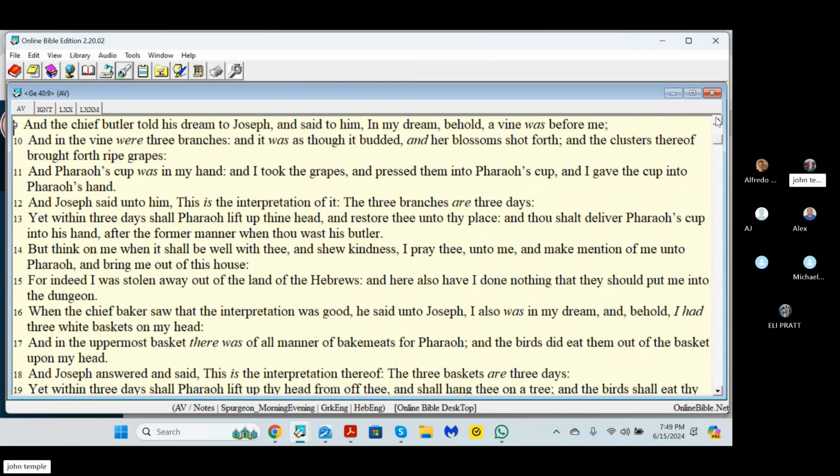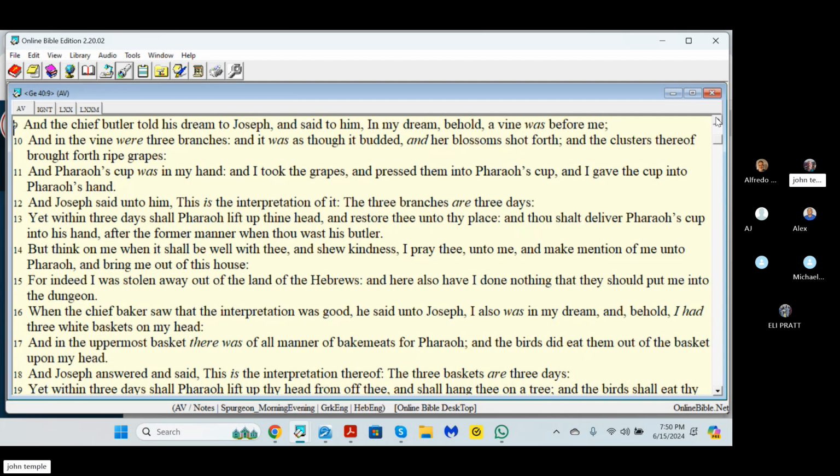The chief butler told his dream to Joseph, and he said to him, "In my dream, behold, a vine was before me, and the vine had three branches, and it was as though it budded, and her blossoms shot forth, and the clusters thereof brought forth ripe grapes. And Pharaoh's cup was in my hand. I took the grapes, I pressed them into Pharaoh's cup, and I gave the cup into Pharaoh's hand."